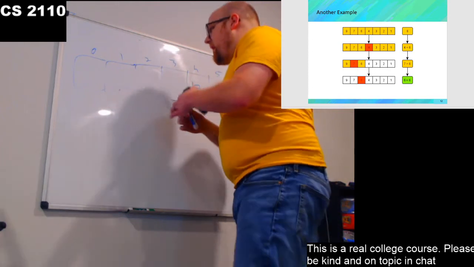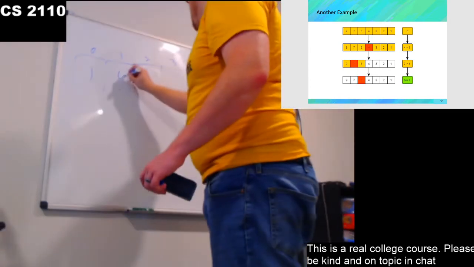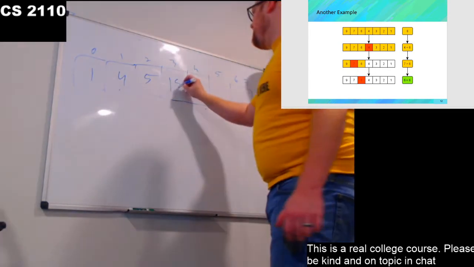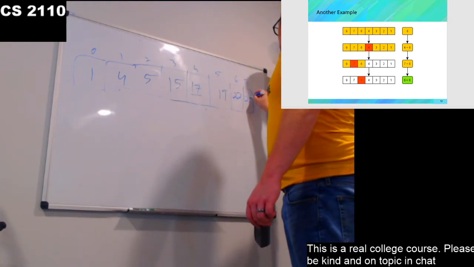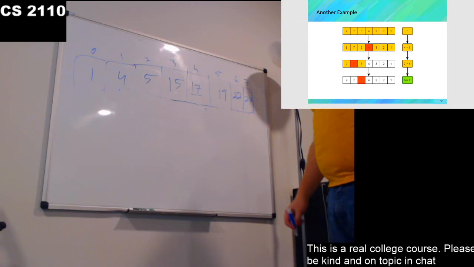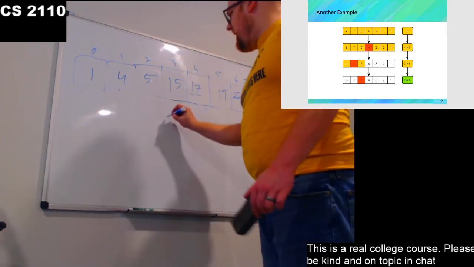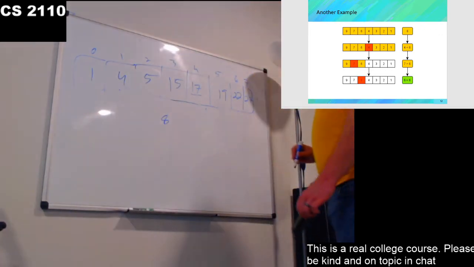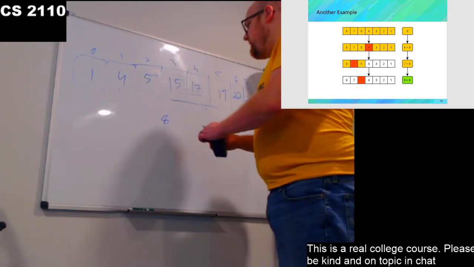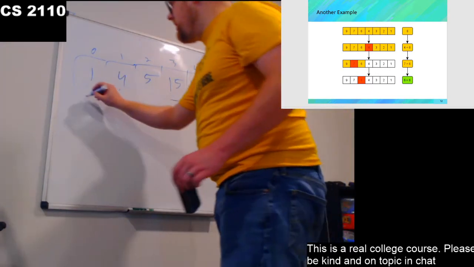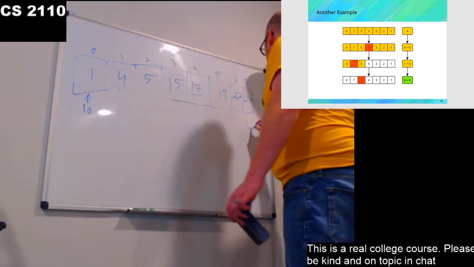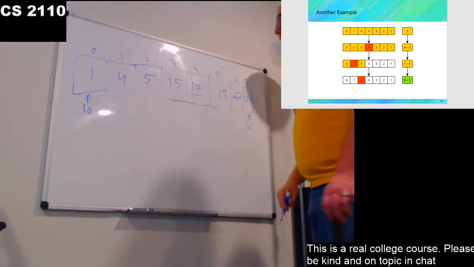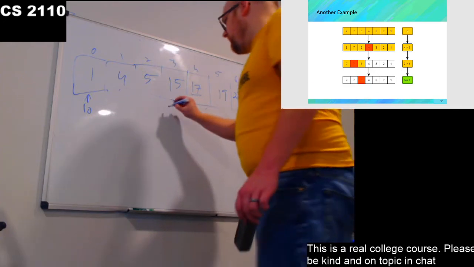Look through the same array for a value that's not there. 1, 4, 5, 15, 17, 19, 22, 27. Let's say I'm looking for 8. Well, if I'm looking for 8, if this is my target, then I'm still going to have low be 0 and high be 7. I find the midpoint, which is 3.